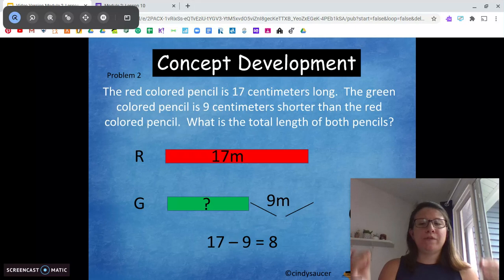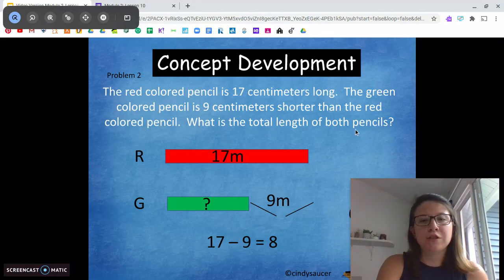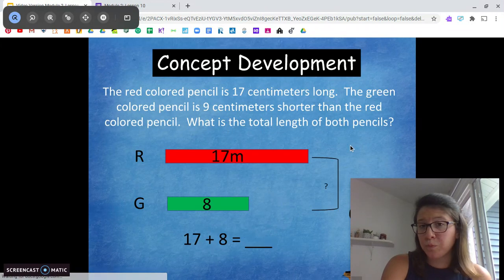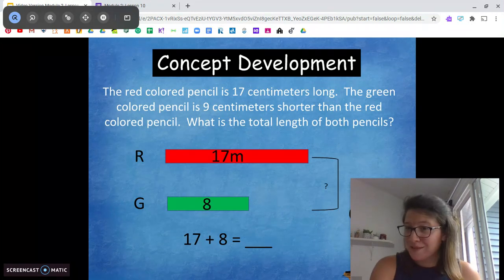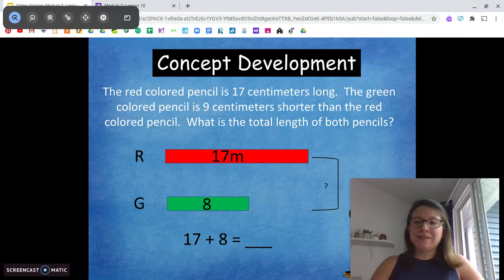Exactly. We need to figure out the total length of both the pencils together. That was our question right here. What is the total length of both the pencils? So what are we going to do? Add them together. Pause the video. Add 17 plus 8 on your own. Come back when you're ready.